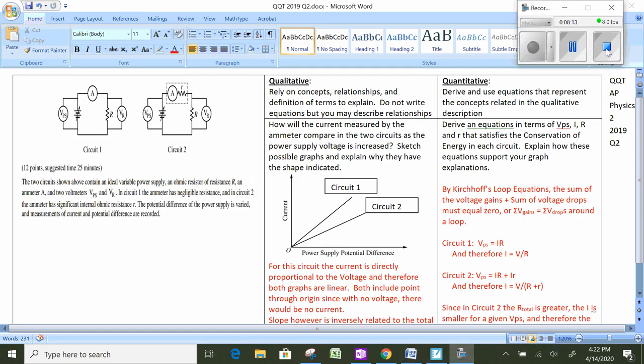Okay, we'll talk about this more as we get closer to the exam. But keep this in mind as you're working on the FRQs on the AP classroom. All right, thanks.